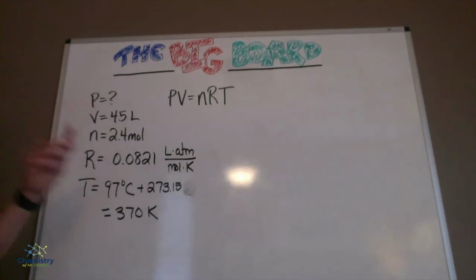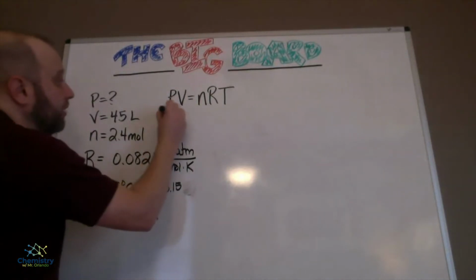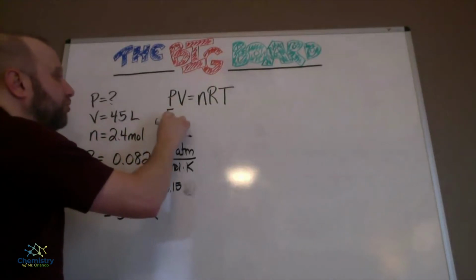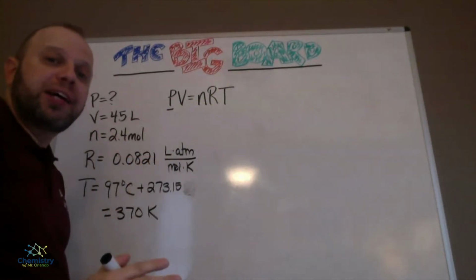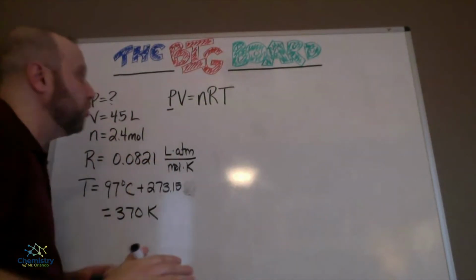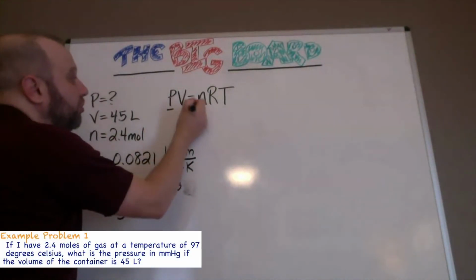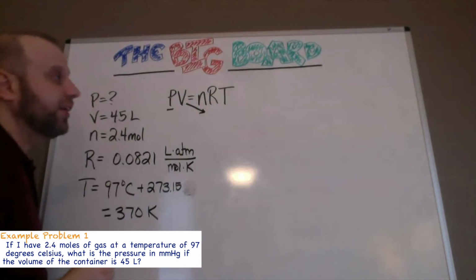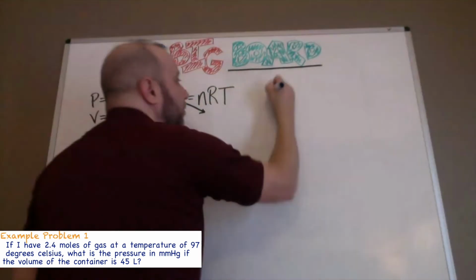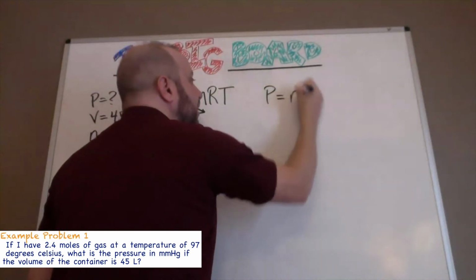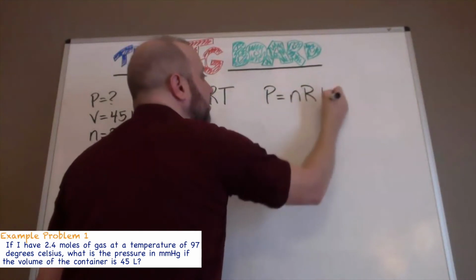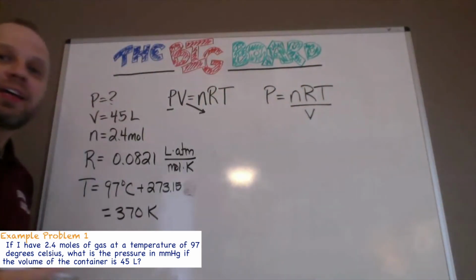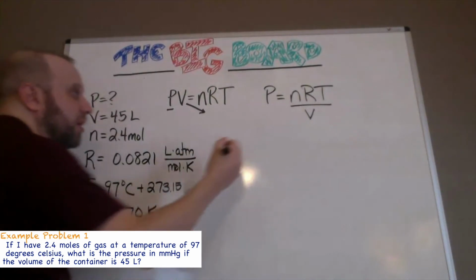So, looking at this problem, I'm trying to solve for pressure. So I need to isolate pressure. I need to get pressure by itself. It's already on top, so we don't have to worry about moving it. However, volume needs to get out of here. So we need to shift volume across the equal sign. So we wind up with our equation P equals nRT divided by volume.